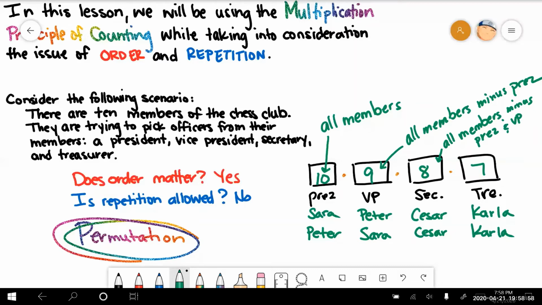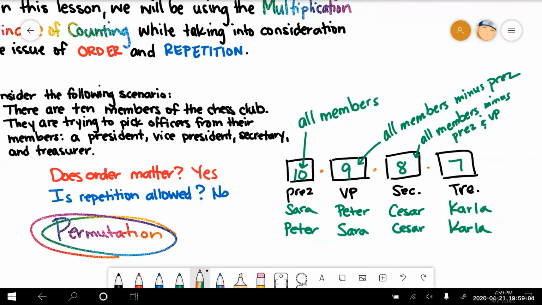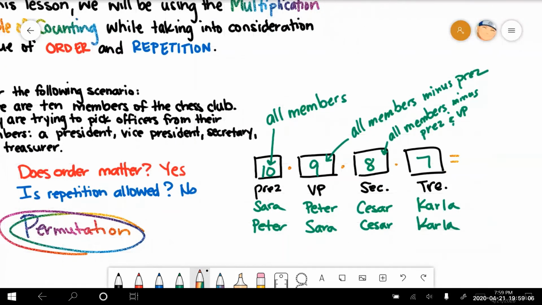So now that I've got 10, 9, 8, 7, I can go ahead and set an answer for myself by using a calculator probably. And I get 5,040. Okay, so 5,040 is the possible combinations that could be made, or the possible, let me not use the word combination because we're doing permutations right now. 5,040 are the possible groupings that could occur when I'm trying to find out officers from a chess club.